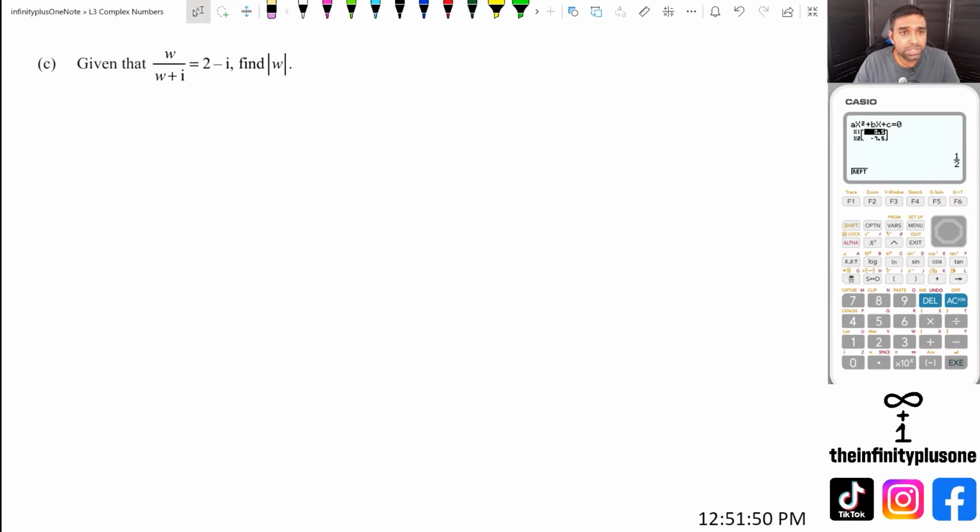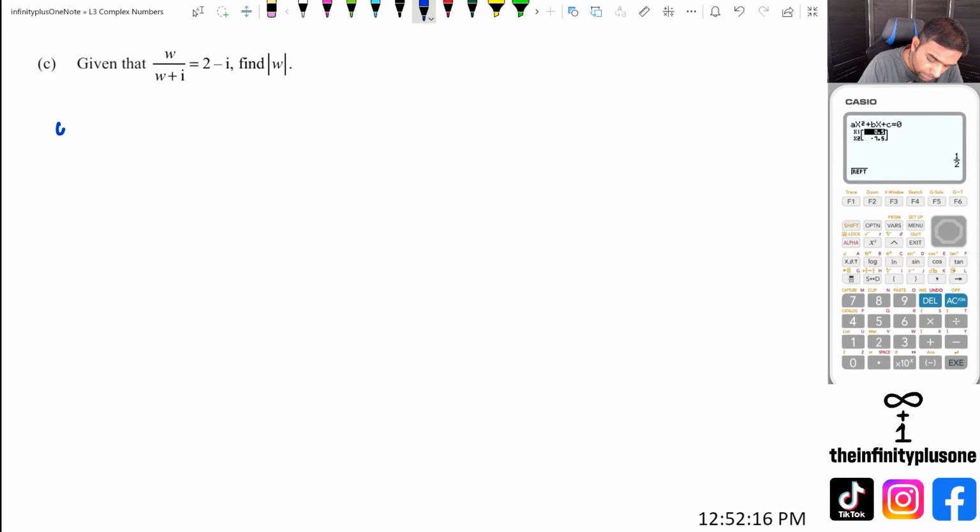All right, so next question is, given that w over w plus i equals 2 minus i, find the modulus of w. So we've got a couple of things that we actually end up needing to do here. All right, so there's a couple of ways of doing this. I mean, you could actually rationalize the denominator, but that's going to complicate it, I feel. The other way is just cross multiplying. So we're going to try the cross multiplication.